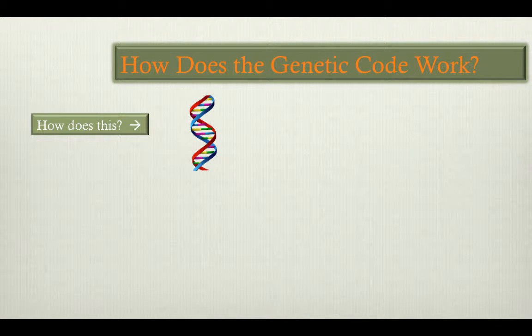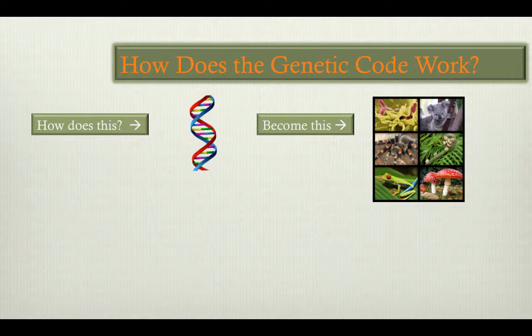So how does this genetic code actually work? Because essentially the DNA is just the recipe, and the product is what you see as your living organism. So how does this DNA molecule become this? Life. Okay, the genetic code.